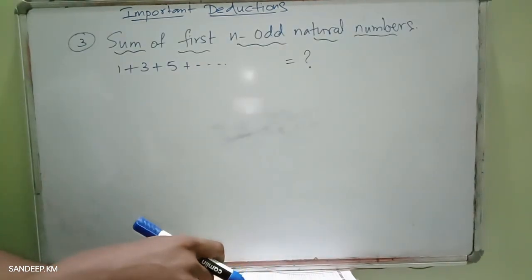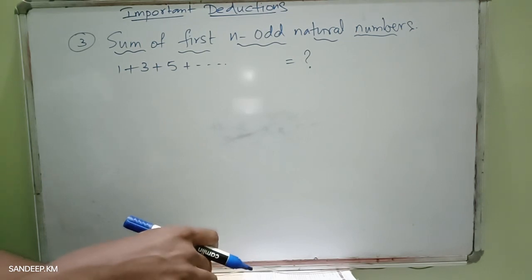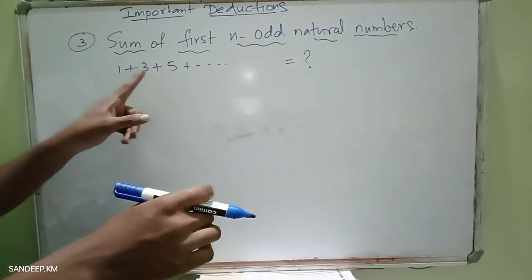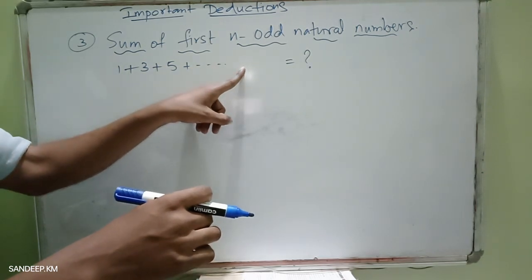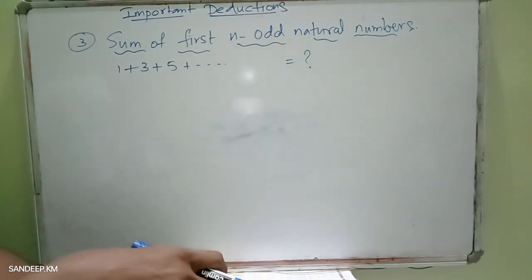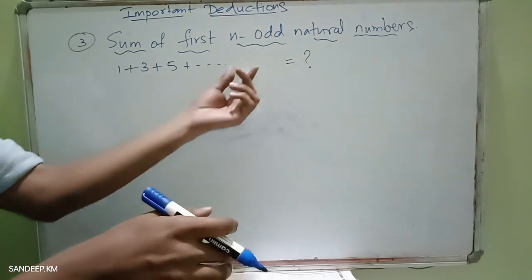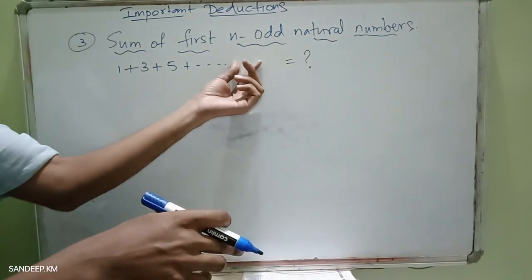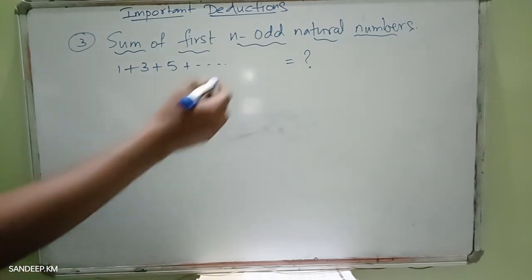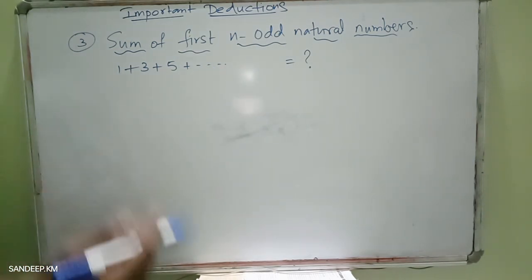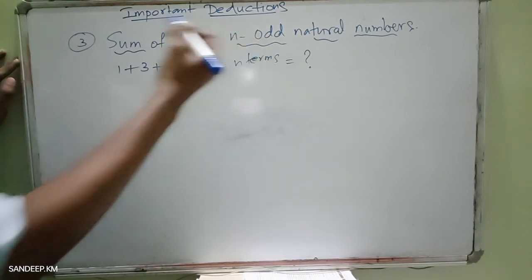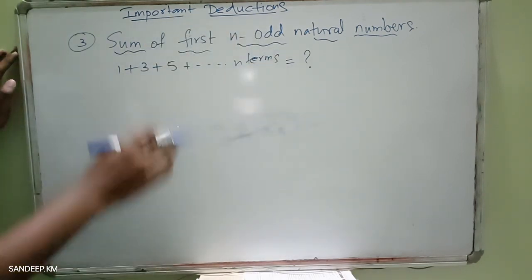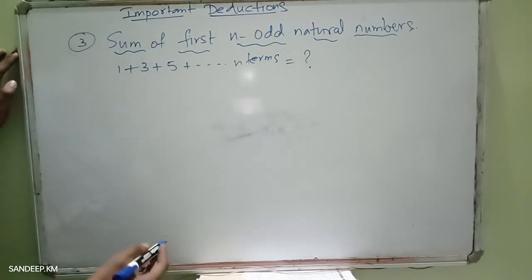The third result is the sum of first n odd natural numbers. So 1 plus 3 plus 5 and so on up to the nth odd number is equal to what? Let us find out what is the nth term here first of all. How to find the nth term? Actually, it is not needed. How many number of terms? N terms, right? So let me find the sum of first n odd natural numbers.